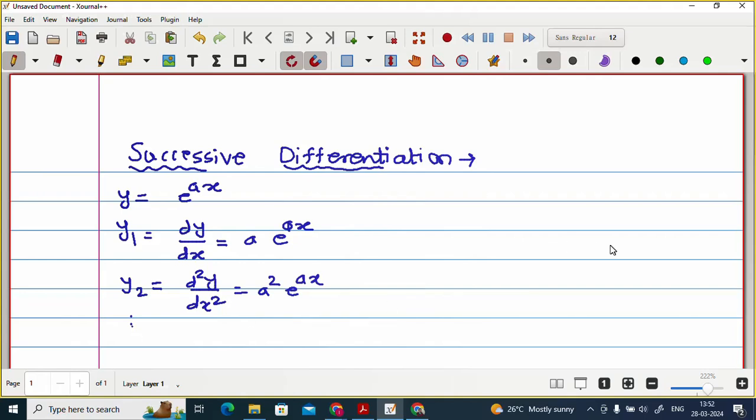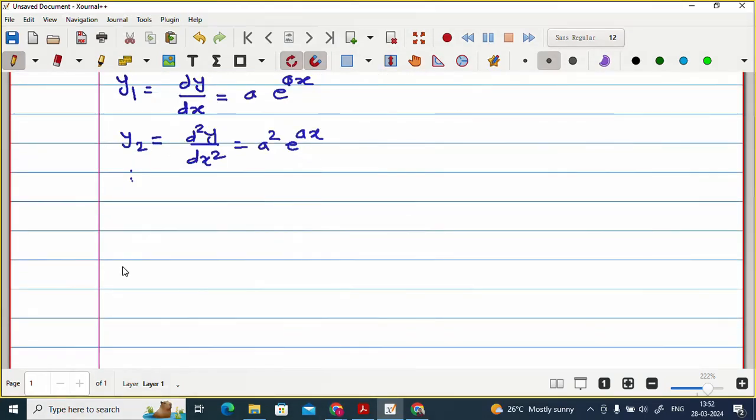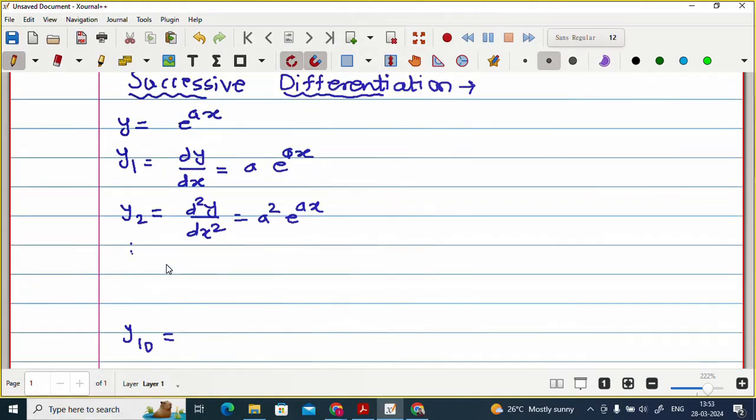If I continue this, what will be my 10th derivative? We are continuously taking the derivative successively: first derivative, second derivative, then third, fourth, and so on. If I am interested to find the 10th derivative, it is d10y by dx raised to 10. Notation wise, it is easy to write it as y suffix 10, and the 10th derivative will be a raised to 10 e raised to ax.